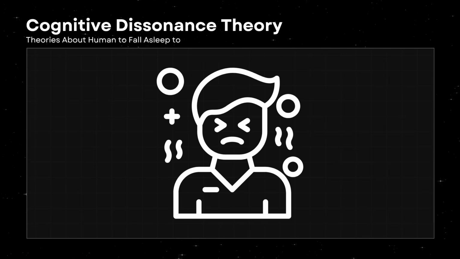Dissonance often shows up after people make big choices. If someone picks one job over another, they may start to notice the bad parts of the job they didn't choose and focus on the good parts of the one they did. This is called post-decision dissonance. It helps people feel better about their choices and avoid regret. Without this, a person might feel stuck, wondering if they made the wrong move.